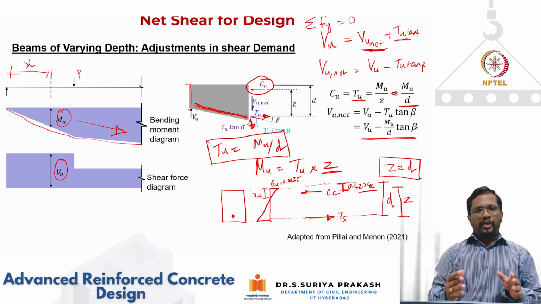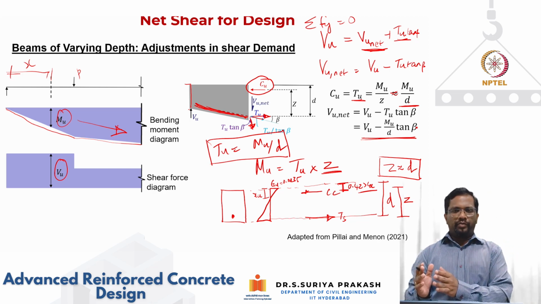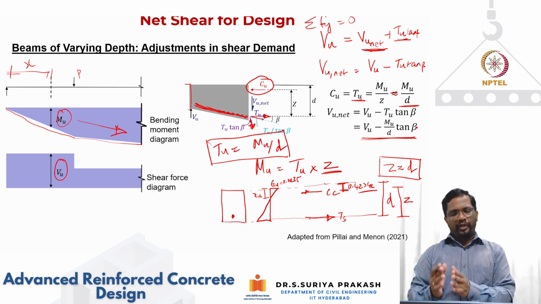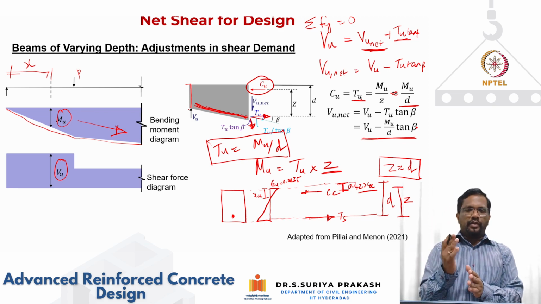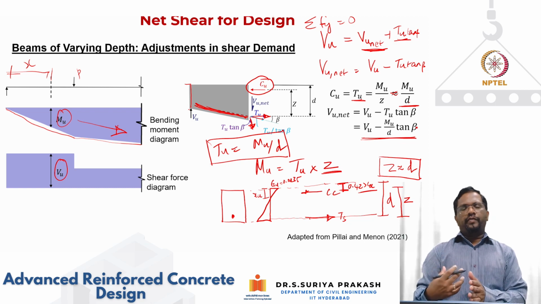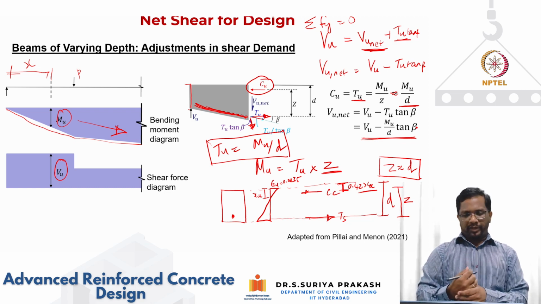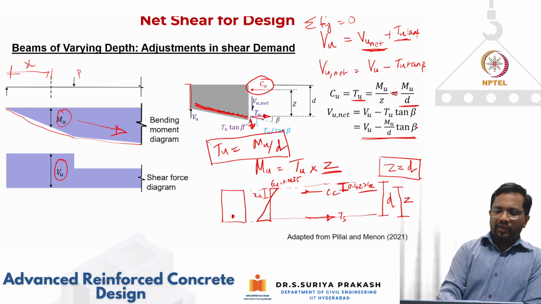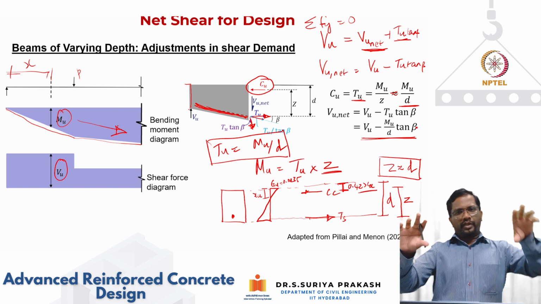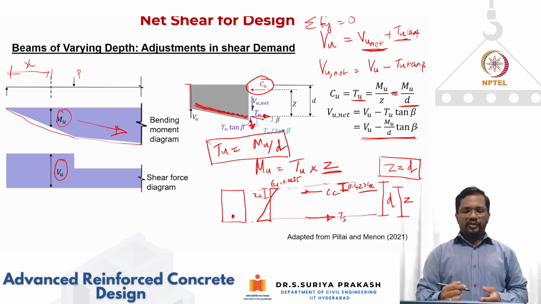So if the depth of the beam is increasing in the direction of my bending moment, there is a vertical component that is going to reduce the shear demand, and that value is going to be basically Mu by d tan beta. Okay, you can also have, for example, in footings you can have this situation, and there are many other situations where you may encounter this.